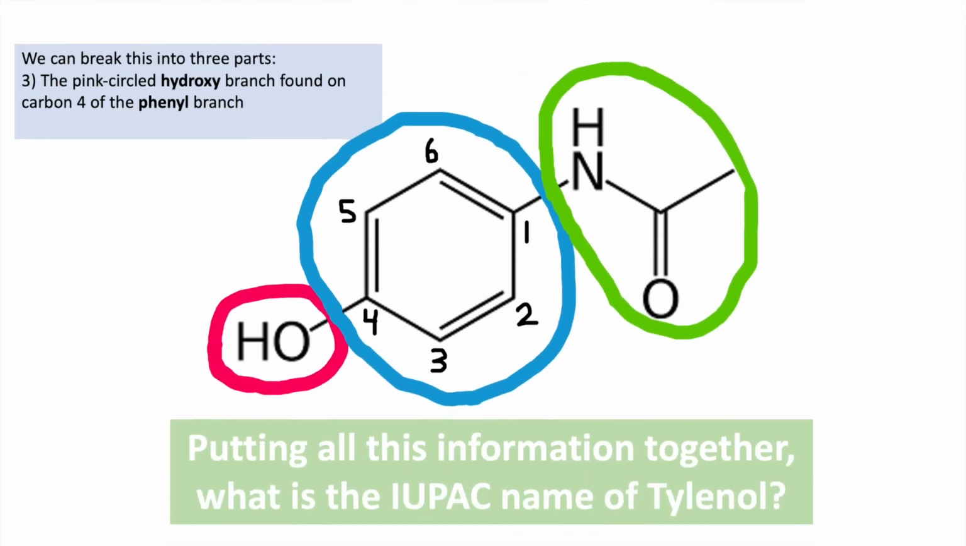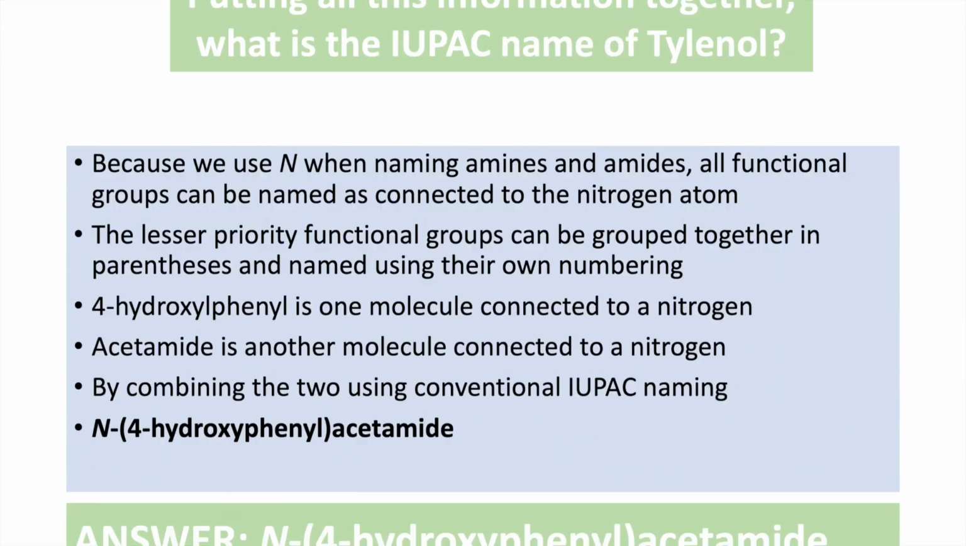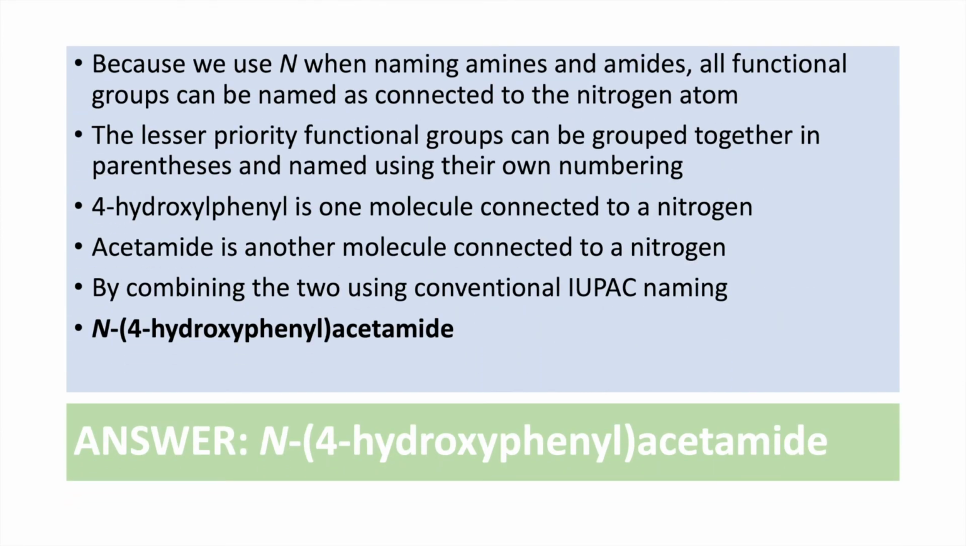Because the benzene is treated as a branch, the alcohol group doesn't stem directly off of the parent chain connected to the acetamide, so we name it using a new, interesting technique where we're going to group the OH with the phenyl branch in brackets and treat it as one singular branch off of the acetamide parent chain. So, by grouping the OH and benzene into one molecule, which would be named 4-hydroxyphenyl, and we treat that as a branch off of the nitrogen atom in acetamide, we can determine that Tylenol's IUPAC name is N-(4-hydroxyphenyl)acetamide.